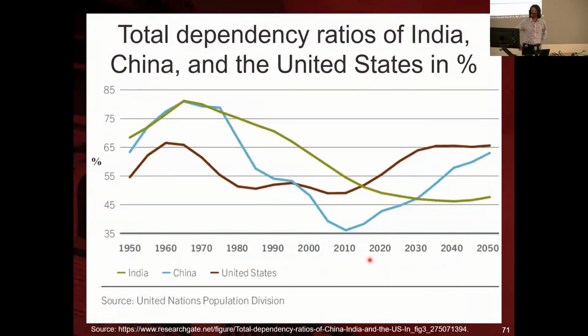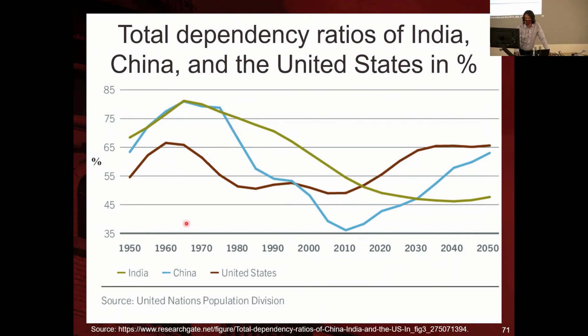The total dependency ratio of India in green, China in blue, and the US in brown. That's the total dependency ratio. So we are getting children and older people divided by the working age population, by people between 15 and 64 years of age, and multiplied by 100.